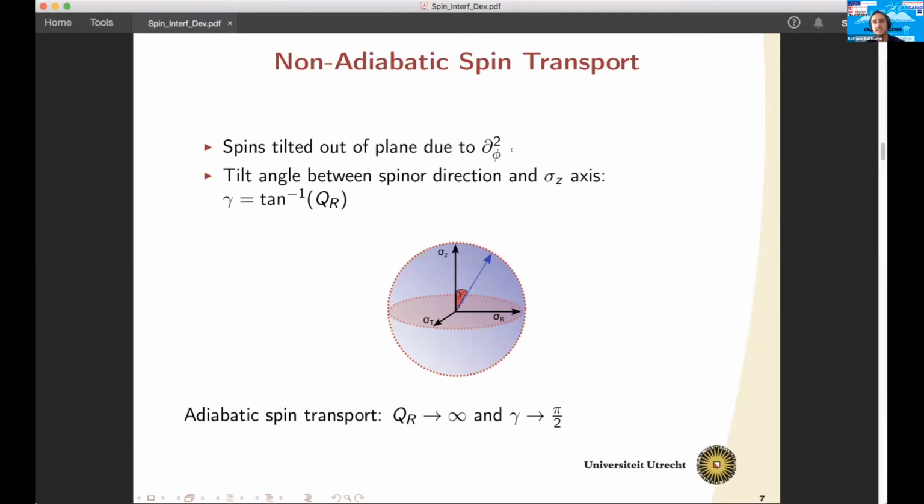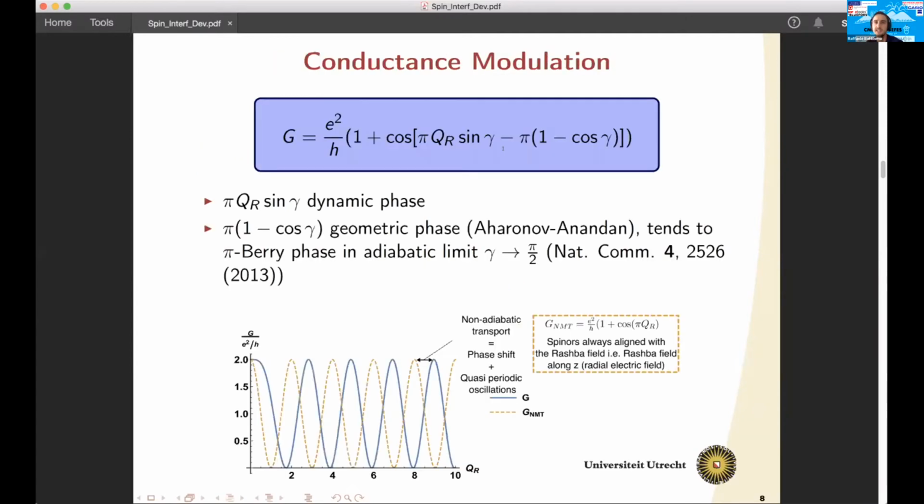Indeed, this kinetic term, ∂²/∂φ², tends to tilt the spins out of the plane, and hence during transport, unless the Rashba is very strong, spins will not be completely aligned with the Rashba field. And this is reflected in the conductance modulation. Now, this formula here was derived, I believe, for the first time by Professor Frustaglia and Professor Nitta, and the details are given in this Nature Communications paper here.